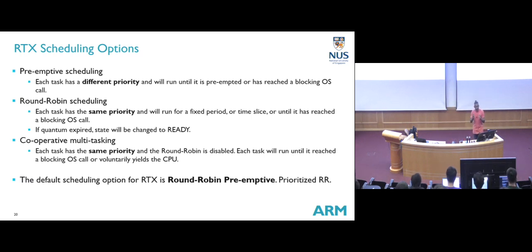For RTX, the default setting is round robin preemptive, or we call it prioritized round robin. As we have seen in the lab, all tasks that are equal priority will share the CPU, but if there is a task of higher priority, then that will take over the CPU.